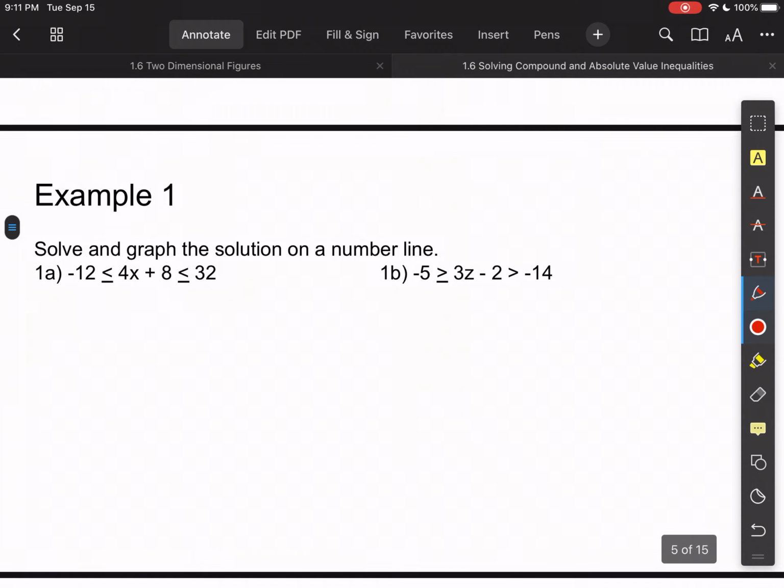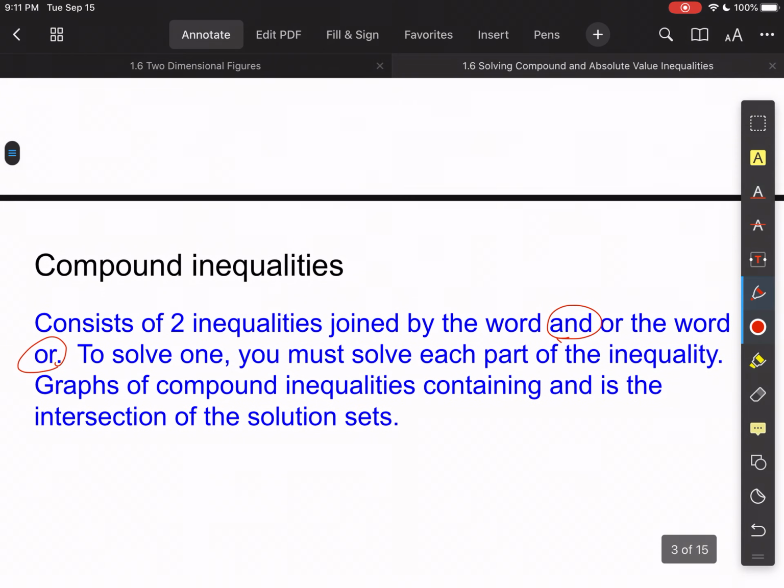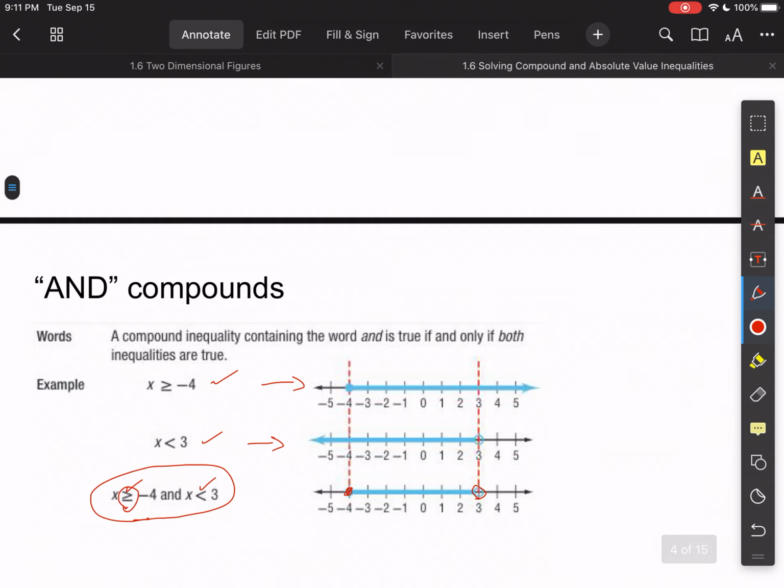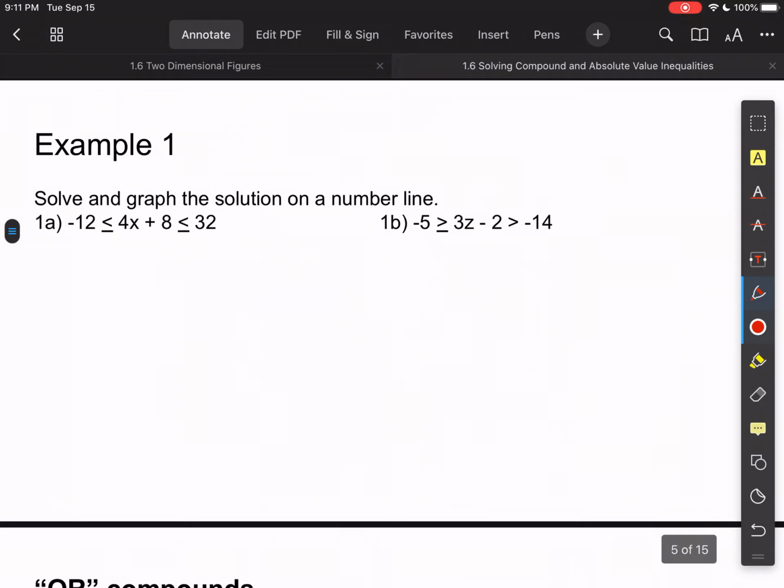For example 1, it says solve and graph the solution on a number line. Here's where we get into a little bit of the algebra. Remember that in my definition I said to solve one of these you must solve each part of the inequality. So in order to do this, we always include this middle piece with both inequalities. That means I'm going to solve this section, and then I'm going to solve this section. Notice there's just the overlap of the center piece. So let's do it.